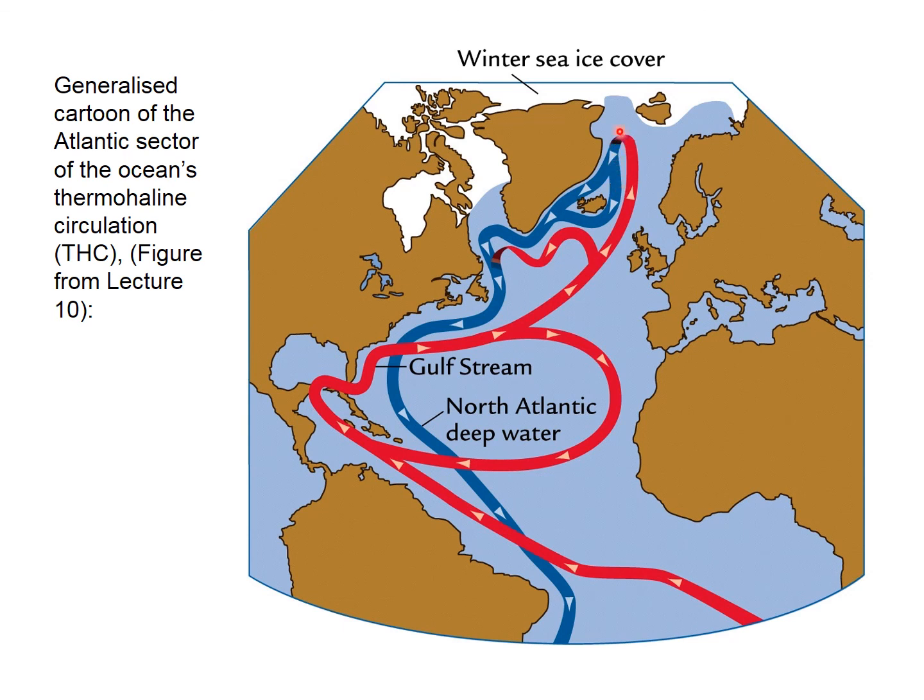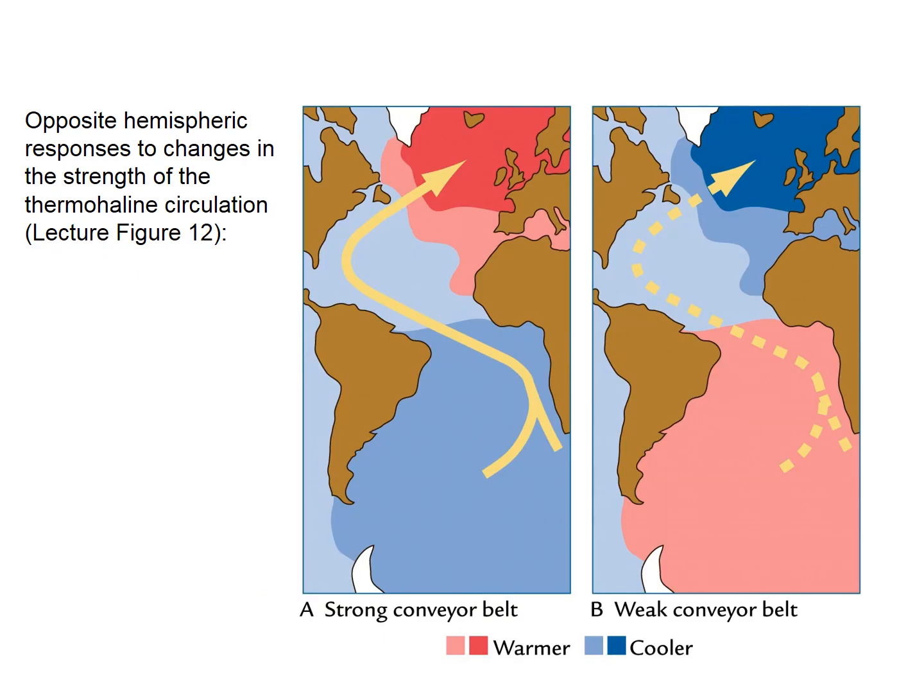That sinking water basically creates a gap, which allows warm water to move up to the northern latitudes up here. So this process of deep water formation, of water sinking, can affect how much heat gets up into this region up here.